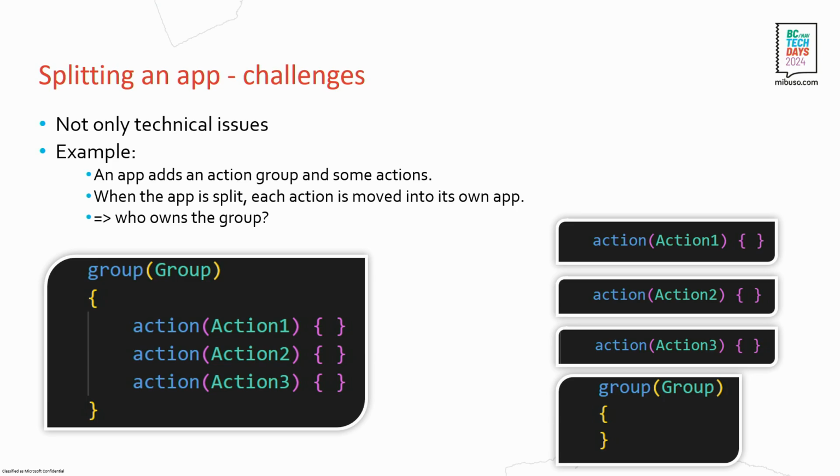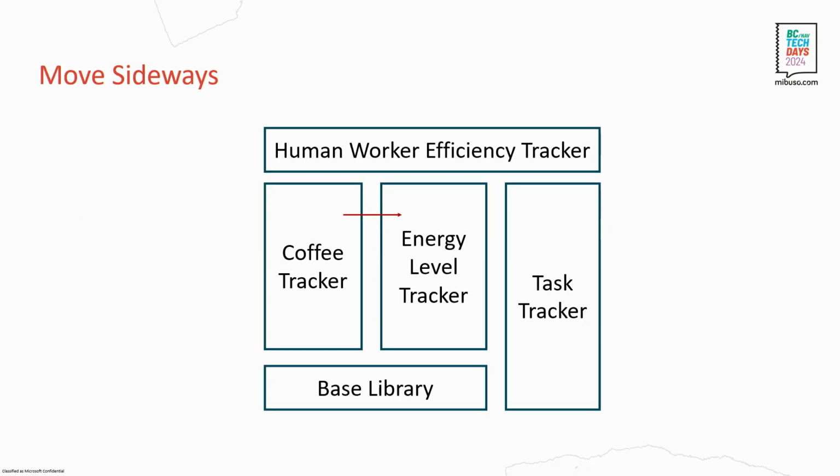So the demo I just did, we moved tables down from one app down into sub-apps. But you might want to move tables another way. So moving sideways between two unrelated apps. I'm going to use the same apps as a demo. So here I want to move a table from my new coffee tracker app to my energy level tracker app. There's no dependency between these. So these could be two completely unrelated apps. And it works exactly the same way.